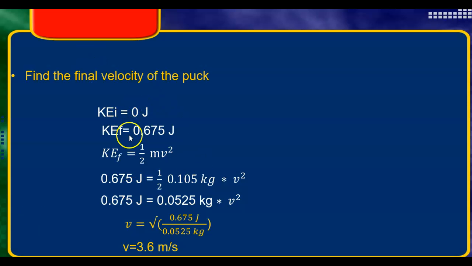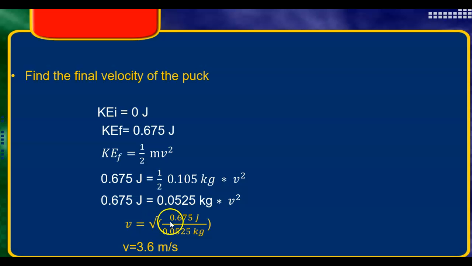And since we know our work done, which was the change in energy, and that was 0.675, and since it's starting from rest, the initial kinetic energy is 0. That means the final kinetic energy is 1/2 m v final squared. Our final kinetic energy is 0.675 joules, equal to 1/2 times 0.105 kilograms, that's the mass of the puck, times v squared. Taking 1/2 of 0.105 kilograms, we get 0.0525 kilograms.